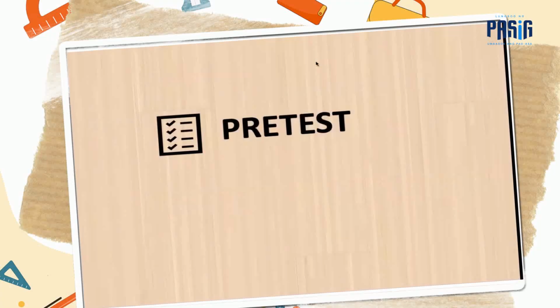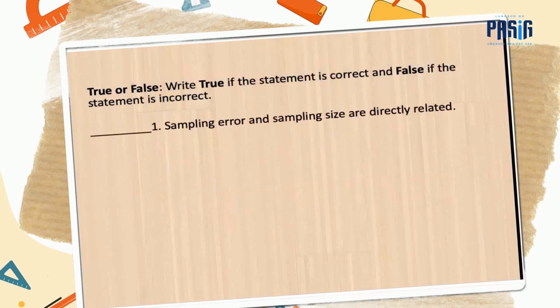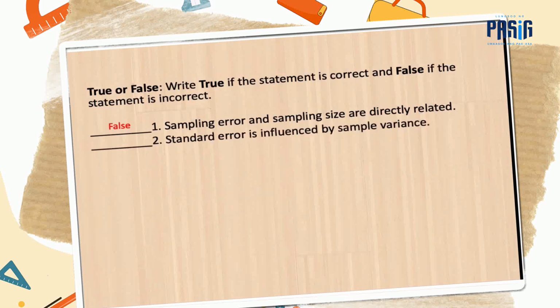Before we begin with the lesson, let us have first a pretest. True or false? Write true if the statement is correct and false if the statement is incorrect. 1. Sampling error and sampling size are directly related. The answer is false. 2. Standard error is influenced by sample variance. The answer is false.